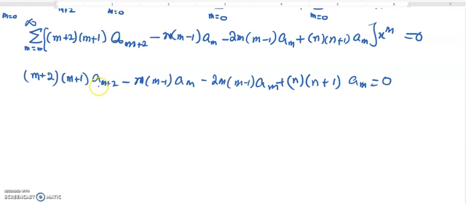Since we have to find a recursive relationship, we should have the higher order term in the subscript, which is a_(m+2), on the left hand side, and the lower order term, which is a_m, on the right hand side. So I should write it like (m plus 2)(m plus 1), and then I will take all the other terms to the other side. So it will be m into m minus 1.